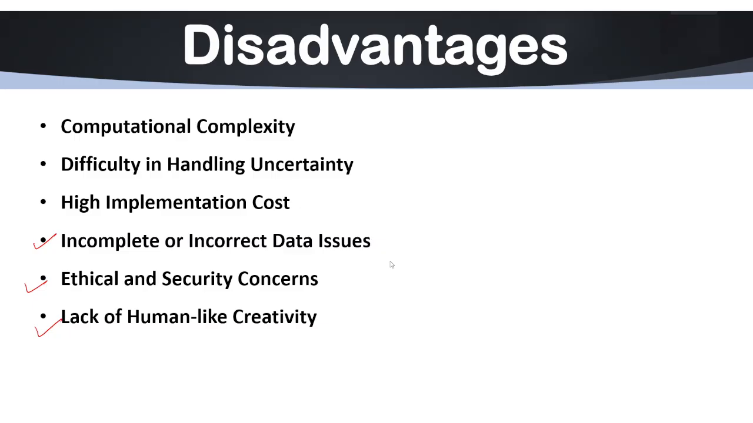So, let's conclude the session. Students, AI planning systems offer significant benefits in automation, efficiency, and scalability, but they also come with challenges like computational complexity, high costs, ethical concerns, and all. The choice of using AI planning depends on the specific application and the trade offs involved.